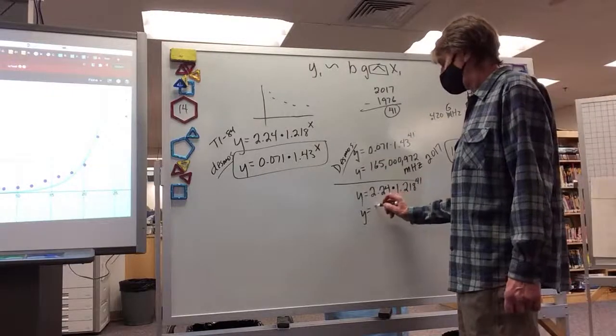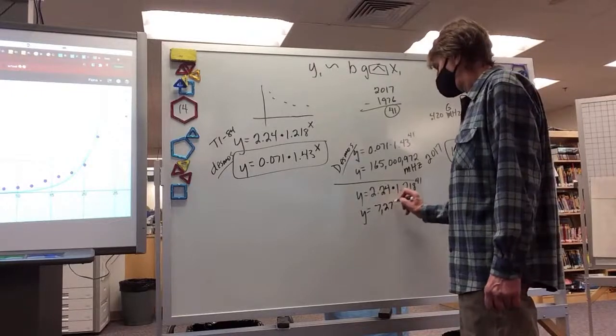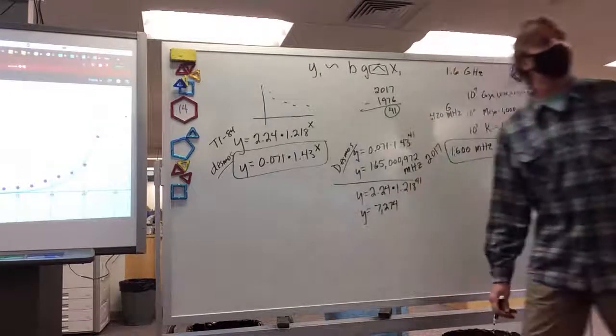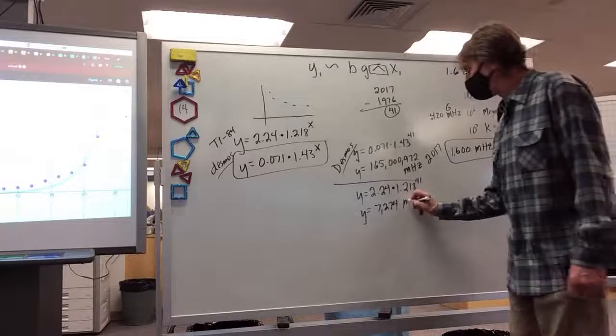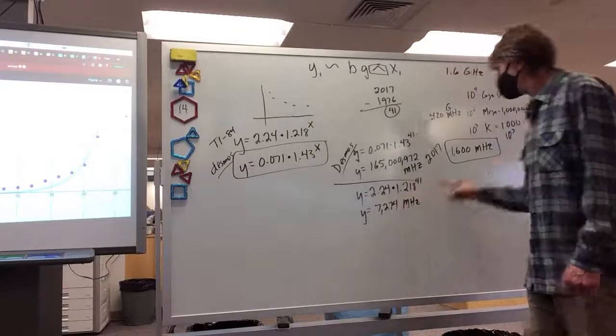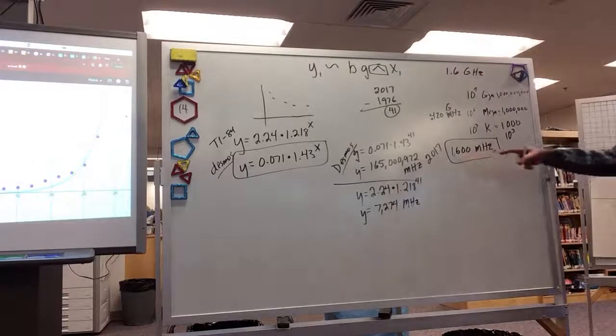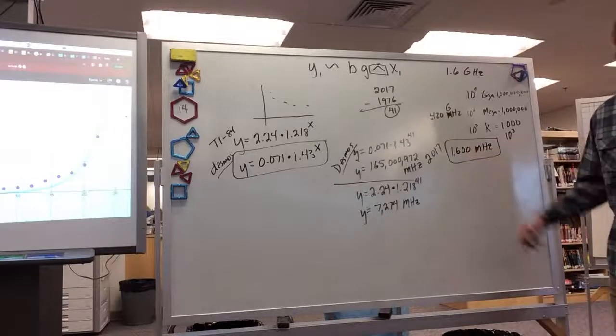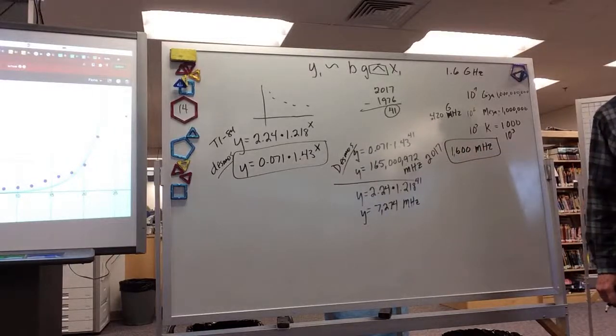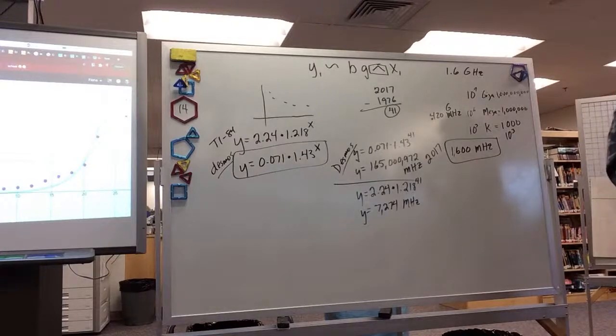What is it? It's 7,274.22. Okay, we don't need the decimals. Whole numbers are fine. So it's this many megahertz. That's still, what, like 4 times as big? So clearly things have flattened out.